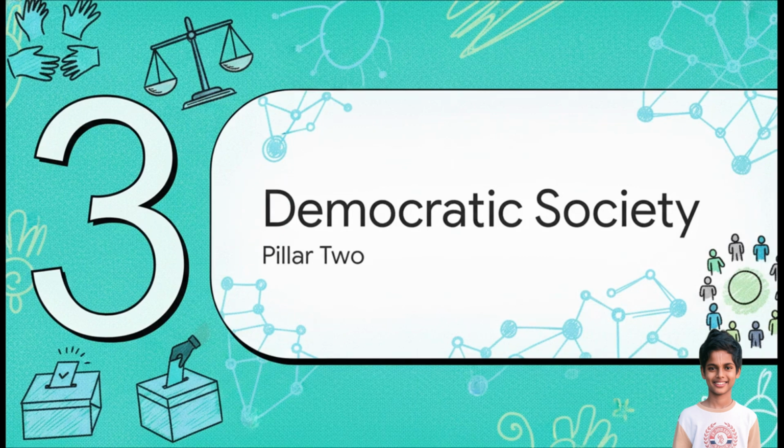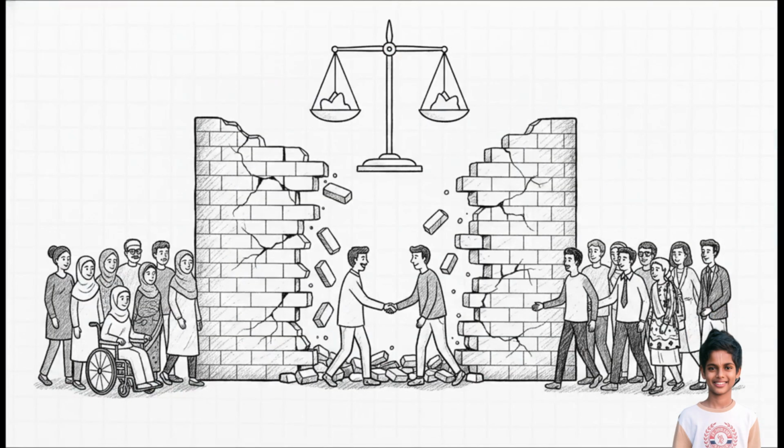All right, Section 3, building a democratic society. Pillar 2, social democracy. Now, Venkat, I kind of got to warn you about something here. Just having political power, like the right to vote, that's not enough on its own. For a democracy to really work, the society itself has to be fair. So what does a truly democratic society actually look like? Well, it's got a few absolute non-negotiables.